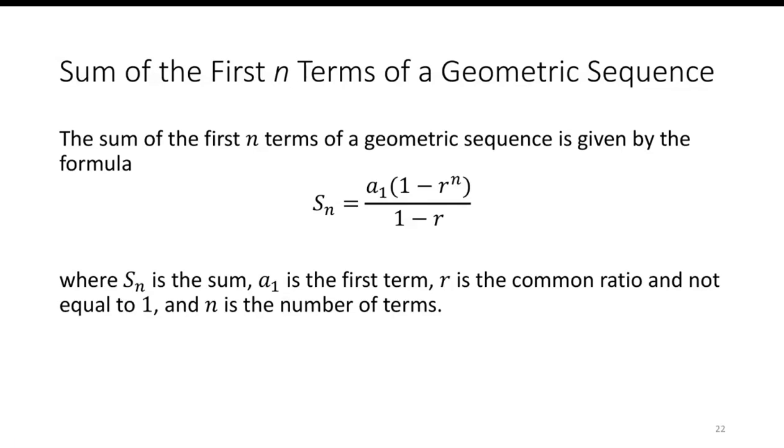The sum of the first n terms of a geometric sequence can be found using this formula you see here: S sub n is equal to a sub 1 times 1 minus r to the n, divided by 1 minus r. So S sub n is basically a notation for the sum of the first n terms. A sub 1 is your first term, r is the common ratio, and of course, n is the number of terms. One requirement is that the common ratio cannot be 1, but otherwise it can be any other number.